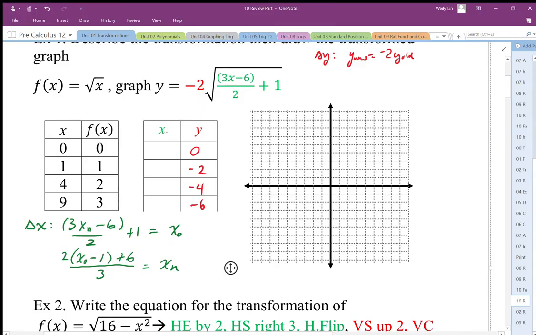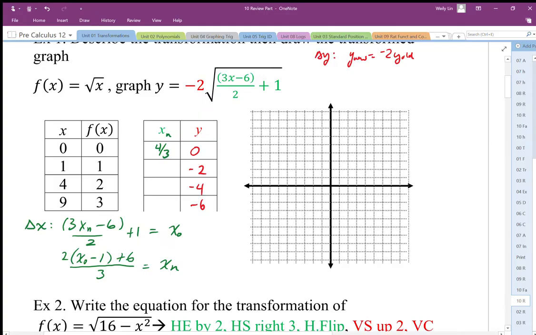So this is my new x here. This is the one I want. And this calculation will get me to there. So I can simplify this if I want. I'm just going to go ahead and plug in. So I'm going to go 0 minus 1 times 2 plus 6 is +4. Divide by 3, I get 4/3.